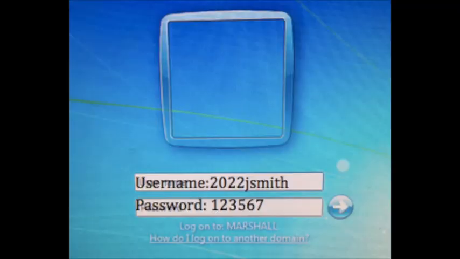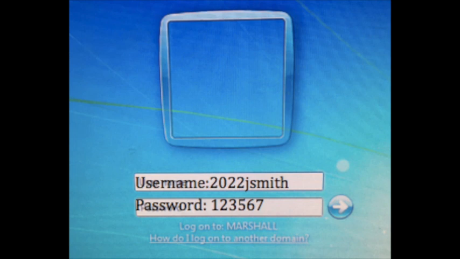When you sit down at the computer, you're going to see a username and a password box. Your username is your graduation year, which for 8th graders is 2022, and then the first letter of your first name. So this person here, their name might be John. So it's their graduation year, J for John, and then the last name, Smith. Your password is your lunch pin.